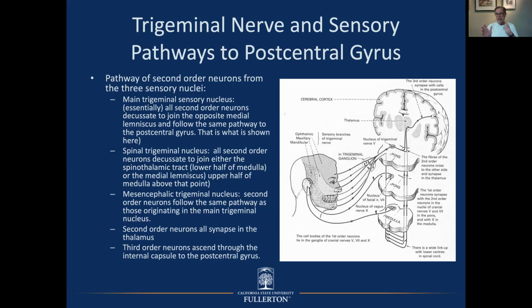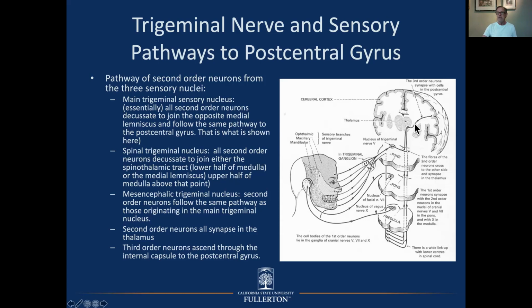So it's a 3-neuron chain to go from your sense organs here for touch, et cetera, into the pons, and form a synapse in one part of the trigeminal sensory nucleus, depending upon what exact kind of information is being carried. Second order neurons cross the midline, join the medial lemniscus, and ascend to the thalamus, synapse, out to the postcentral gyrus. I do want to mention one other little thing.